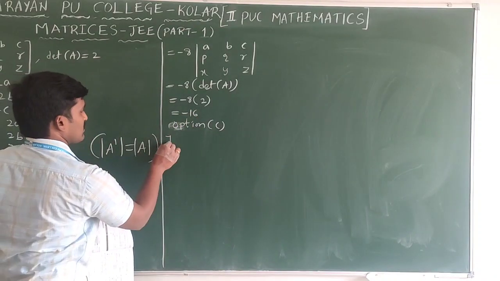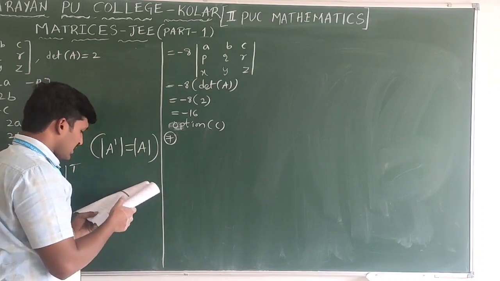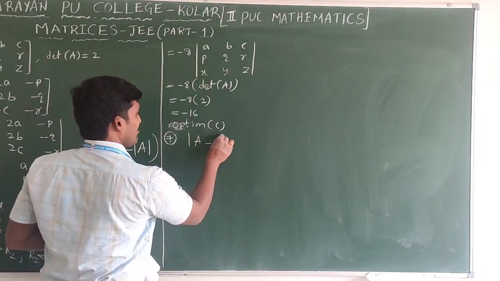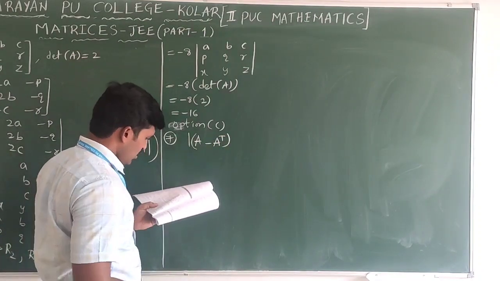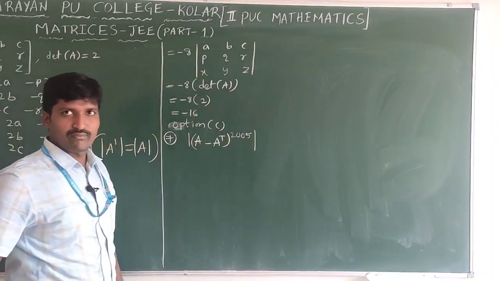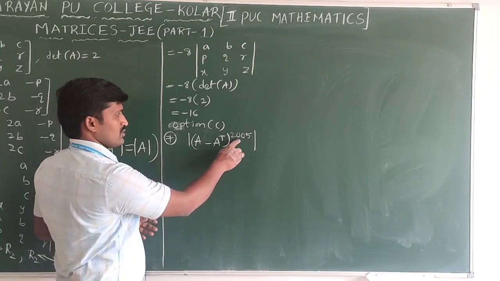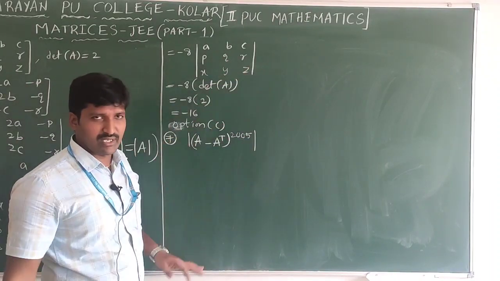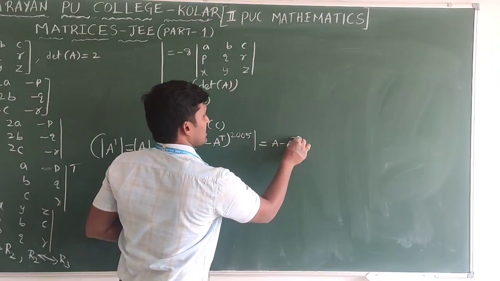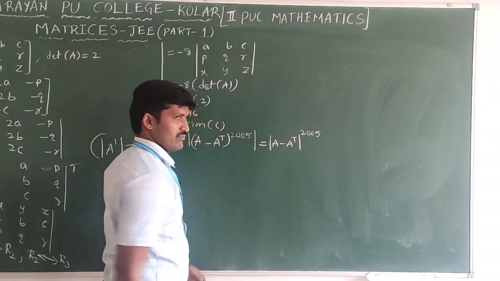Next, seventh one. A is a square matrix of order 3, then the value of det of (A minus A transpose) whole power 2005. Here clearly, you can write this power outside of the determinant, no problem. A minus A transpose whole power 2005.